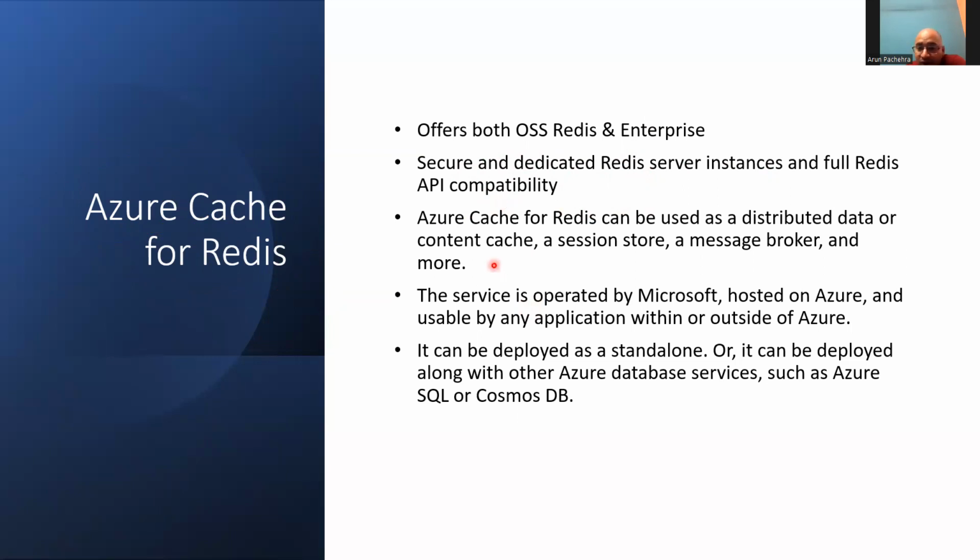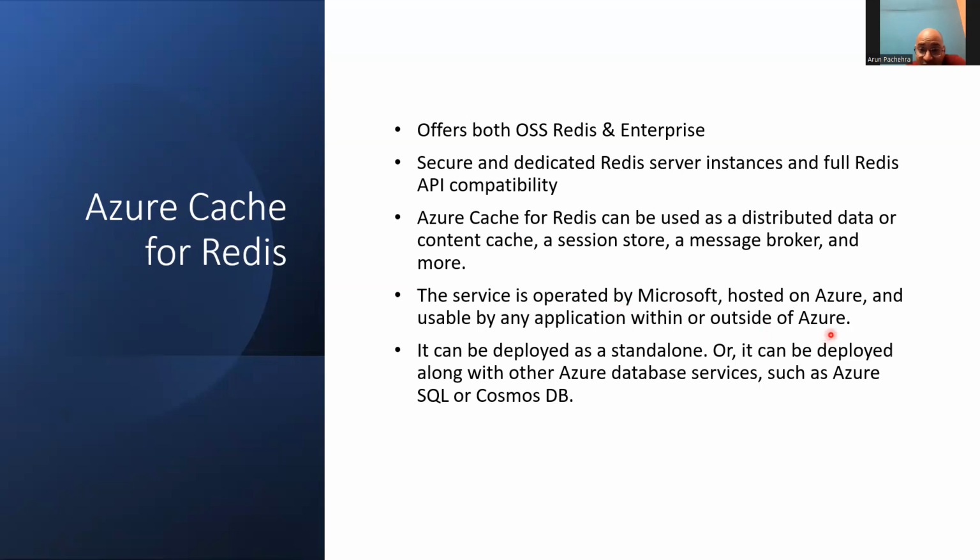Now, the third point is that Azure Cache for Redis can be used as a distributed data or content cache, a session store, a message broker, and more. And these things we have seen when we talked about the mechanism of caching, where we can utilize caching at the various layers of an application. The service is operated by Microsoft. We all know that. That's why it's Azure Cache for Redis.